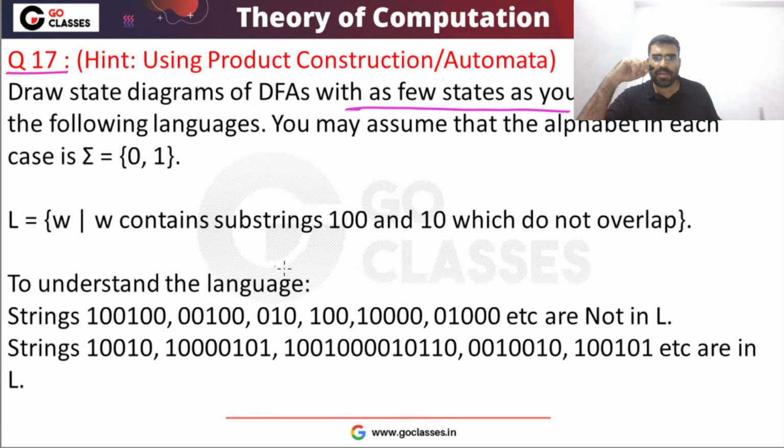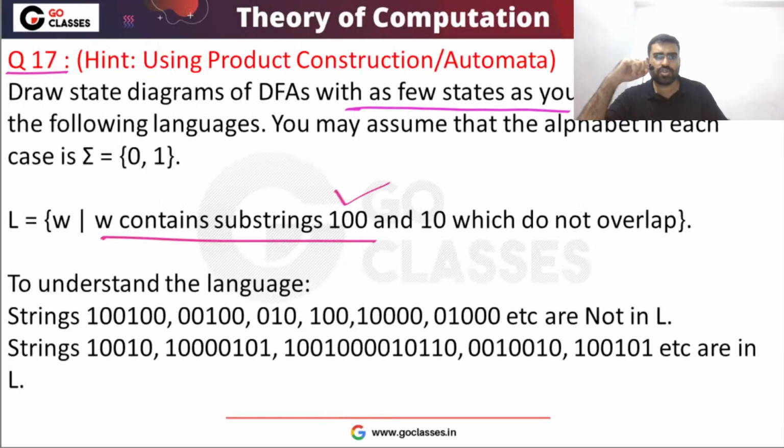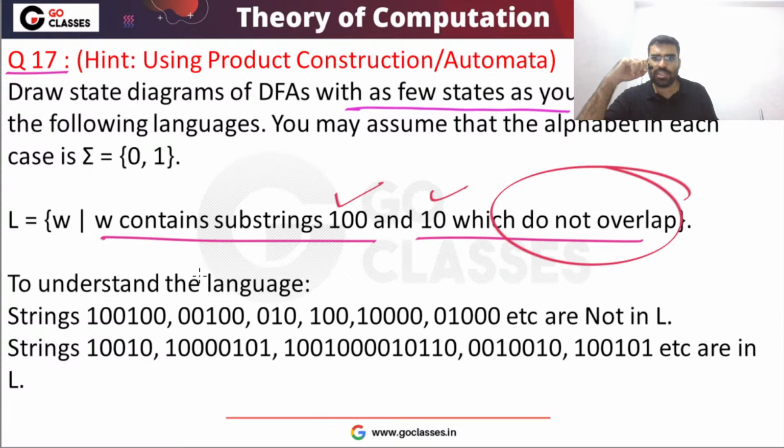Let me quickly see. First you create a DFA for containing 100. Then you create a DFA for containing 10 which does not overlap. Let me tell you what this means. It means like this. See, this string should not be accepted.